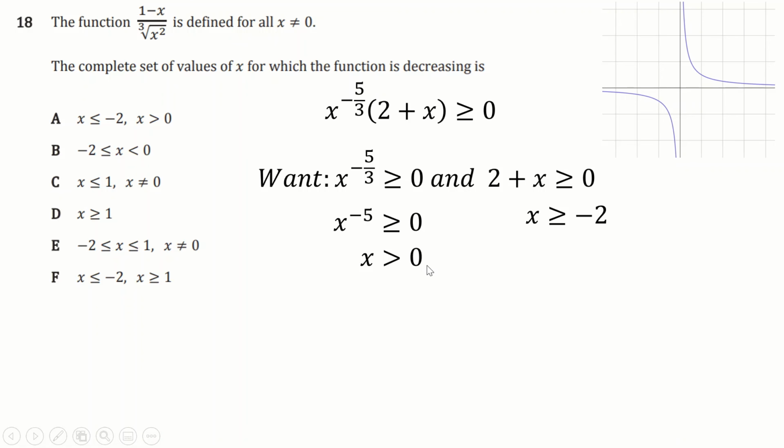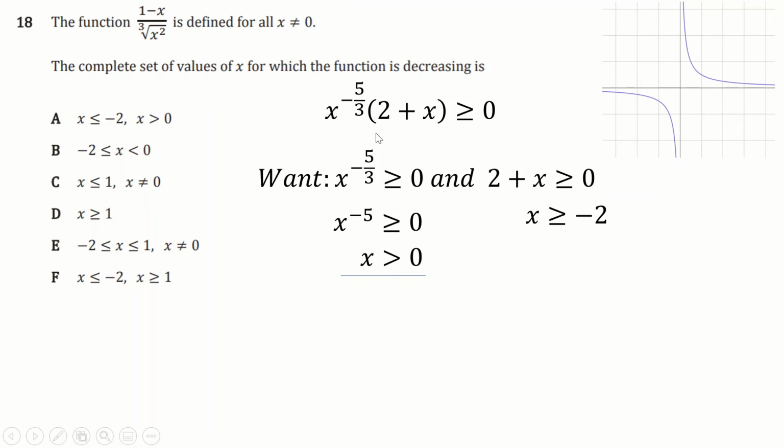So putting these together, x can't be greater or equal to minus 2. This one is irrelevant, right? If you're greater than 0, you are this. And if you're this, you're not necessarily this. But if you're minus 1, then it doesn't matter because you have to be this anyway. So this is the only thing that matters here. So that's my first bit.